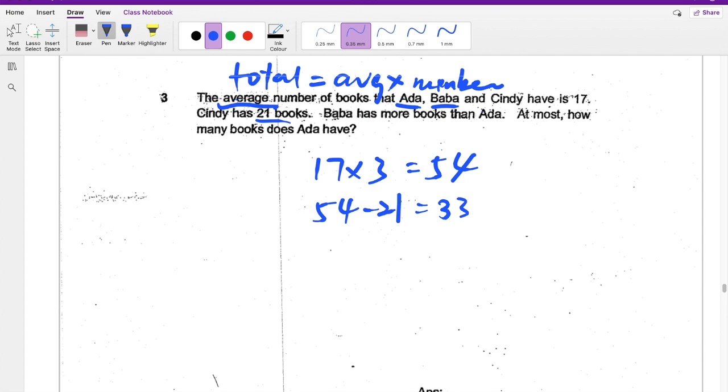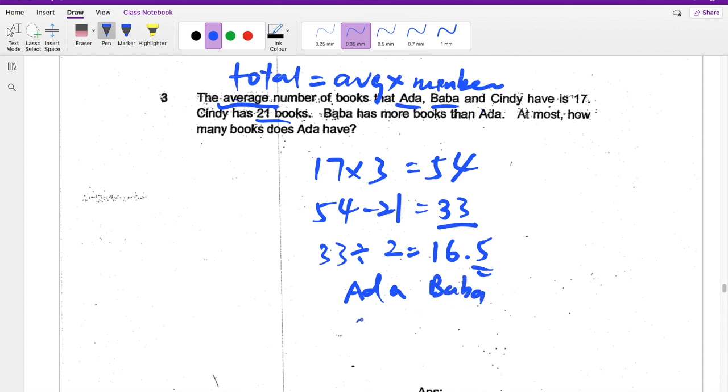So if the sum of Baba and Ada is 32, then on average, if we divide this by 2, it is 16. We know Baba has more books than Ada, and the number of books cannot be a decimal. So Ada and Baba could be 16 and 17, or 15 and 18. Here we want to know at most how many books Ada has. So at most is 16.